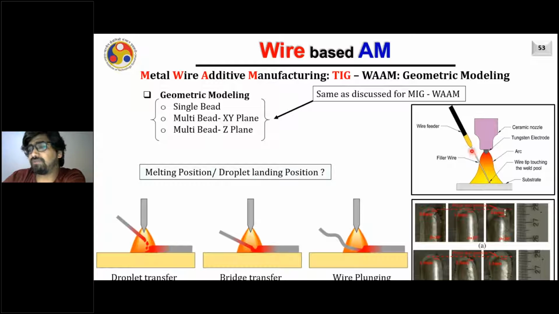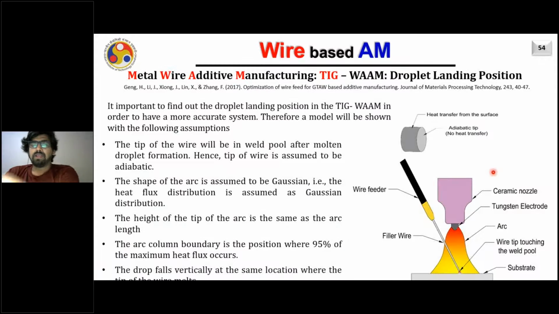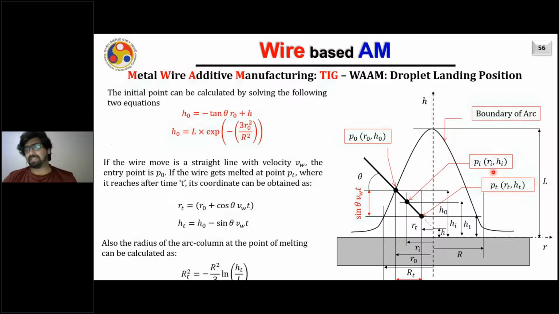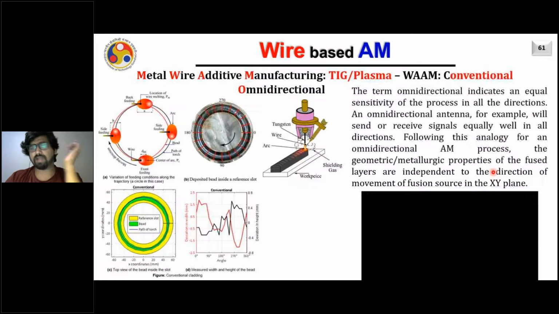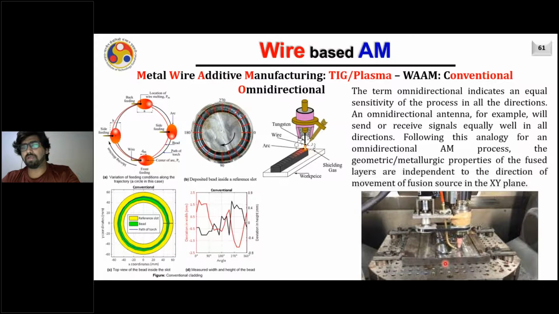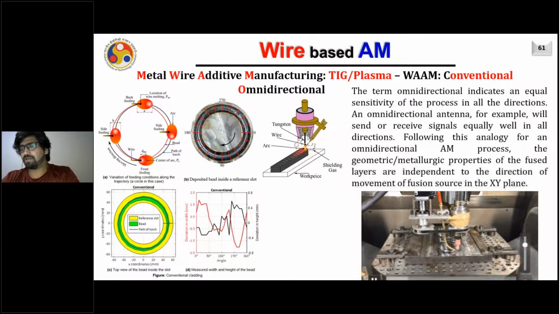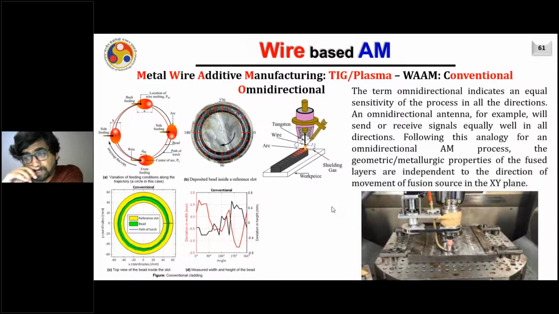Also it is important where the wire is getting melted, whether it is getting melted at the center or just before, because if the wire is not getting melted at the center, your bead will get offset. It will not really be at the center while depositing. You can work that out with some simple mathematics, but let me skip it as we may not have much time, and discuss another phenomenon which is called omnidirectionality.